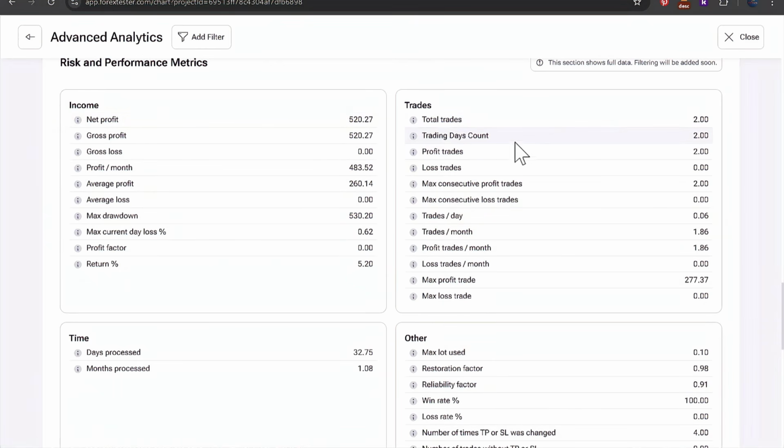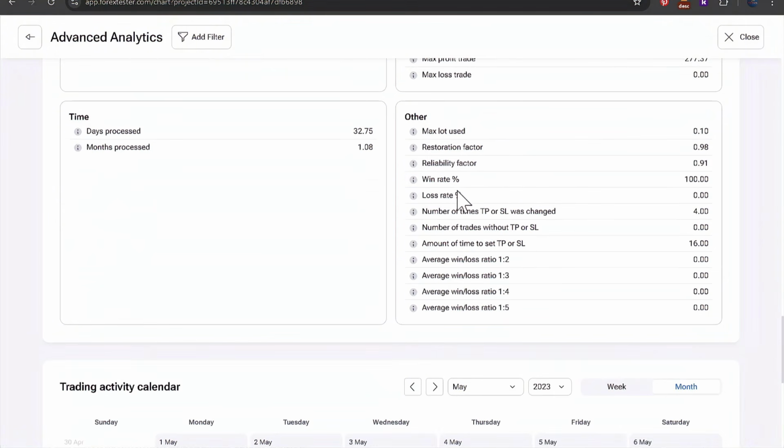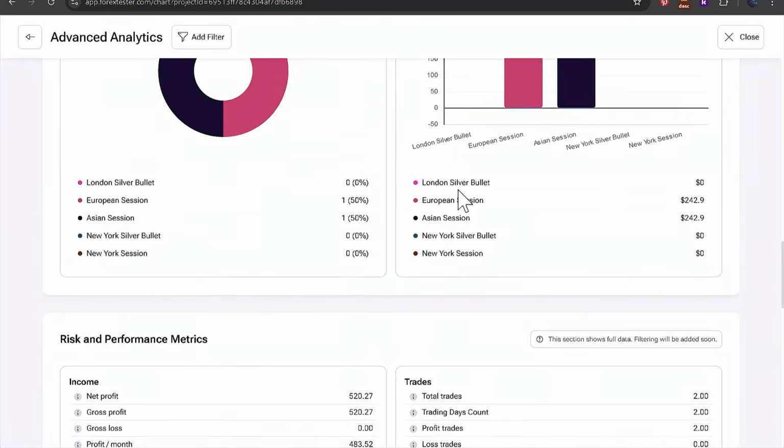And it can show you net profit, total trades, profit days, and consecutive profit days and consecutive loss trades. This is important for those guys who want to know how many trades it's going to take them to blow their account, so that they can do proper money management and proper risk management. This is what I wanted to show you guys.